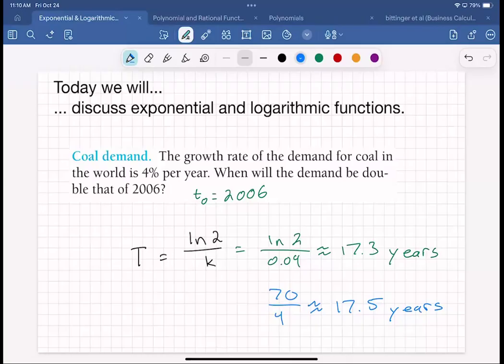Now be careful here. This just says, when will the demand be double that of 2006? So once I get the year, they want to know what year that will be. That's the one thing that, when I was looking at the book, please let me know if you get a question like this on the homework and it's not clear. I will do my best. To me, this would be a great multiple choice problem for this test coming up, right?